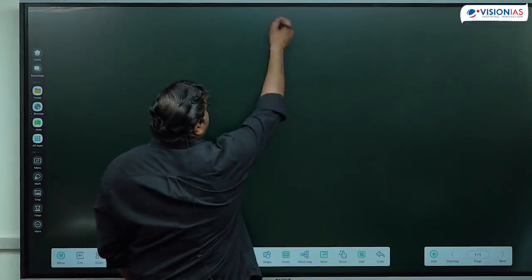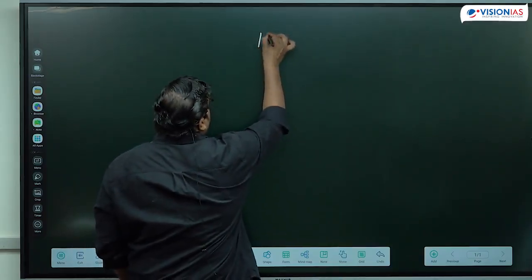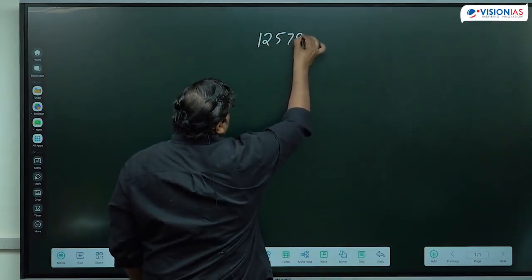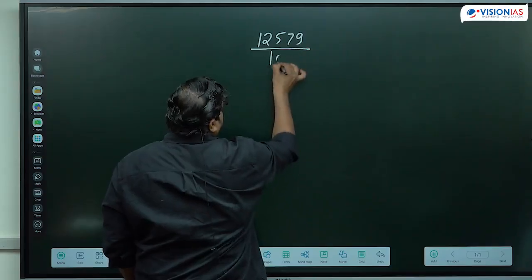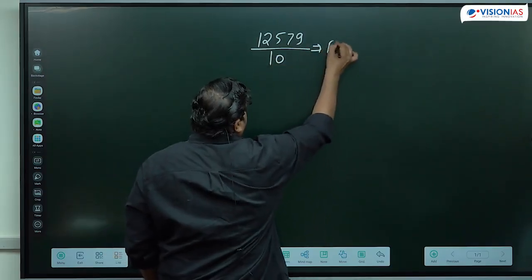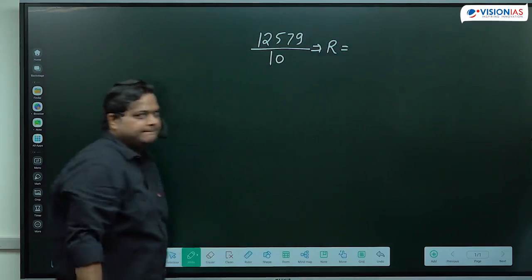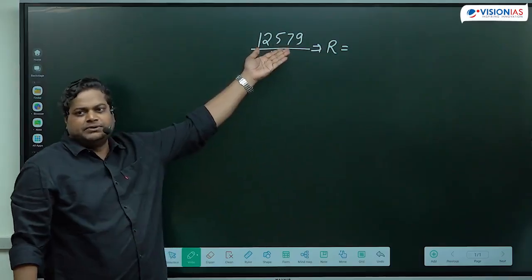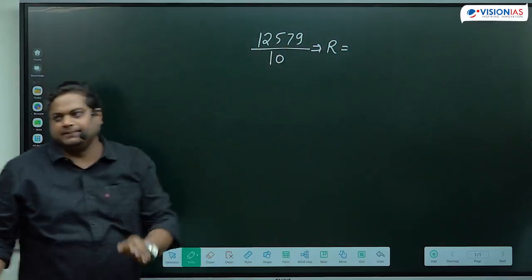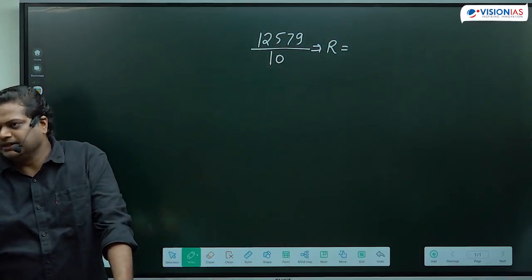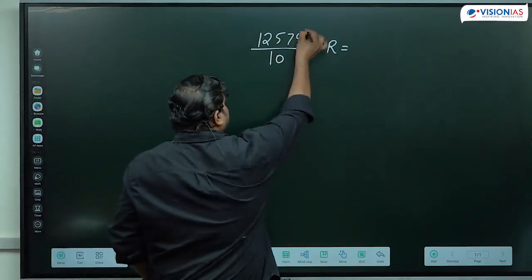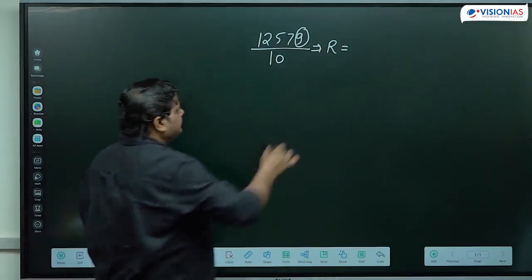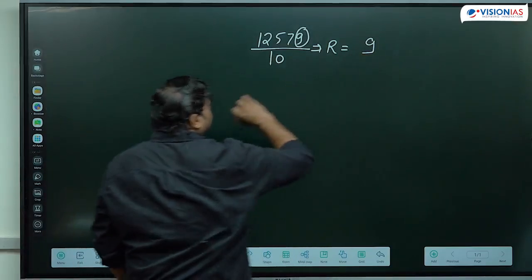If we take a number 1 2 5 7 9, if I divide this number by 10, what will be the remainder? So 10 का divisibility rule कि unit digit if it is 0 then it is divisible by 10. If it is not 0 then whatever the digit is coming at unit place that will be a remainder. So remainder will be 9.